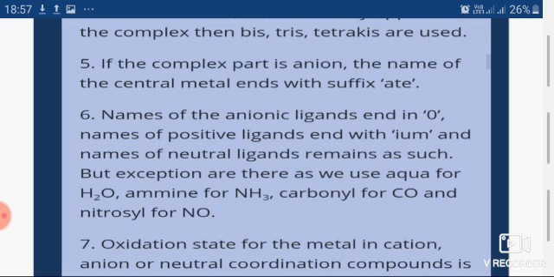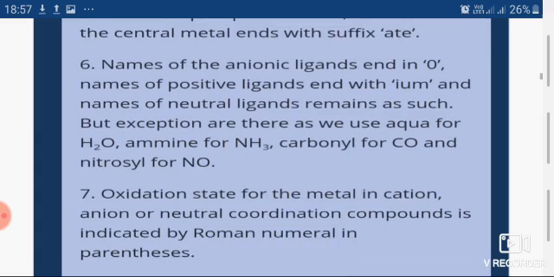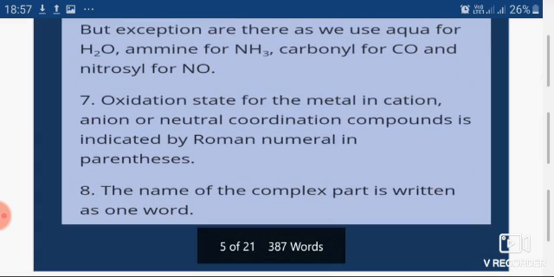If ammonia is the ligand, then we say it as amine. If the carbonyl group, CO, carbon monoxide, is the ligand, at that time we say it as carbonyl. And if NO, nitrogen oxide, is the ligand, at that time we say it as nitrosyl. So there are some exceptions to the neutral ligands, and you have to mention the names of these neutral ligands. That could be better for your syllabus.